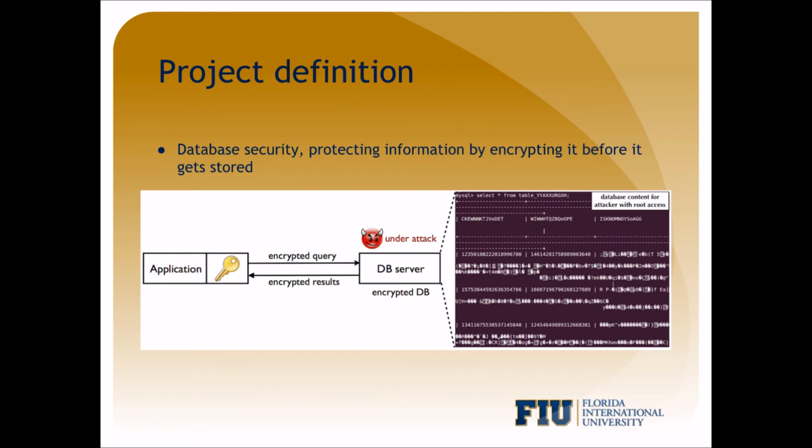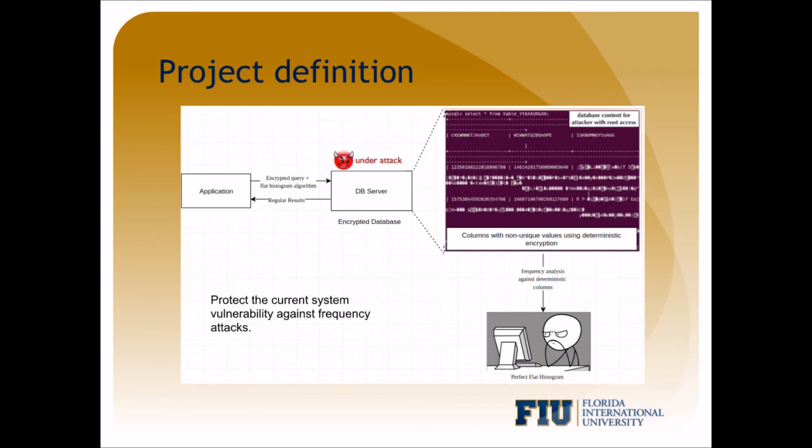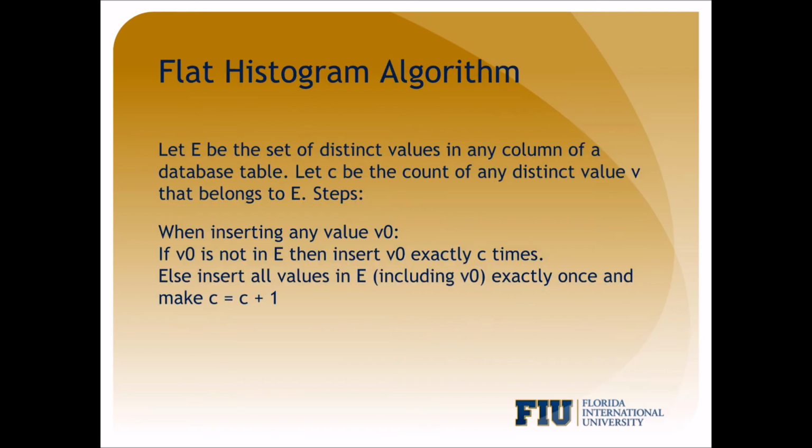So for part 2, our implementation to solve the problem was to insert fake data, and by inserting fake data, we can flatten the histogram to a point that the histogram the hacker gets is pretty much flat. The way we implement this is by parsing every insert query. We extract the different values that are being inserted in a specific column. Then we calculate, using a flat histogram algorithm that I'm going to show in a little bit, how much data has to be inserted at a specific point.